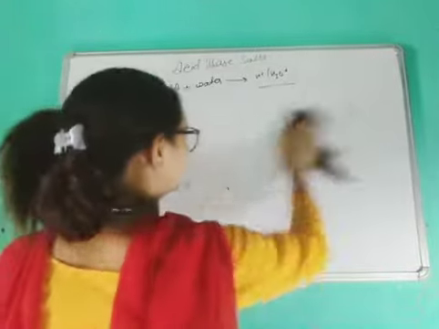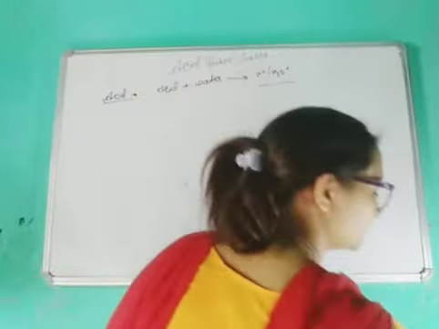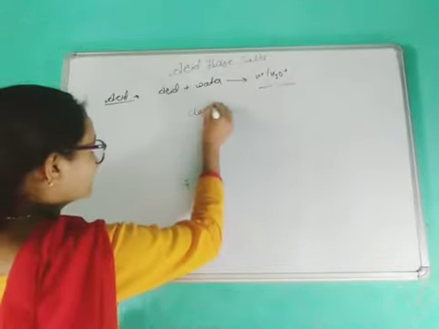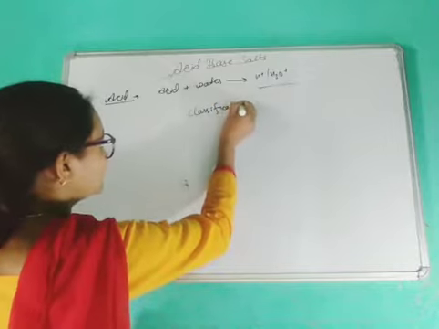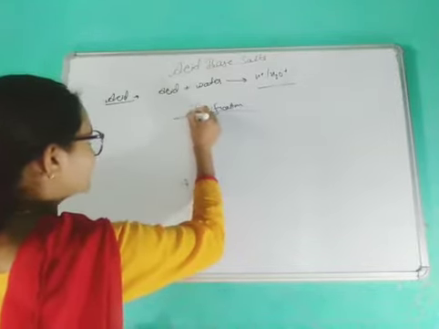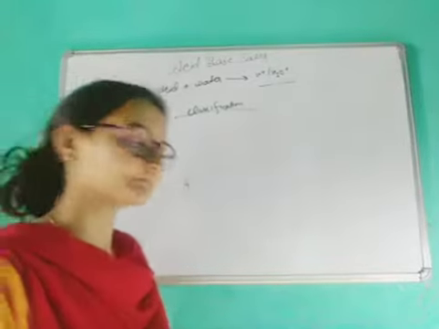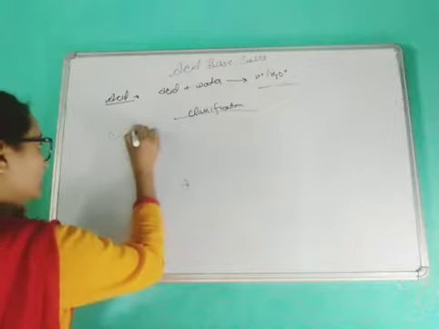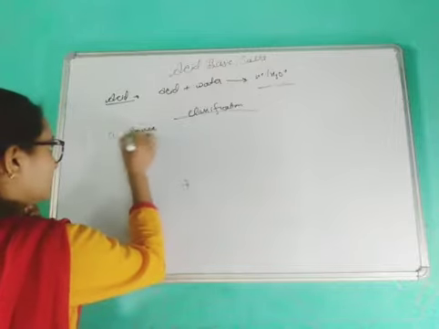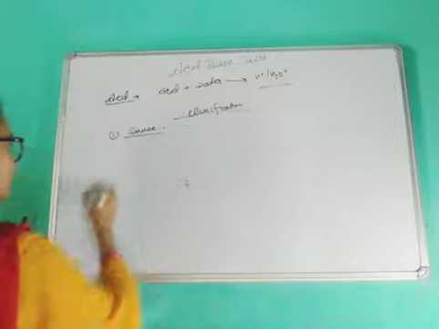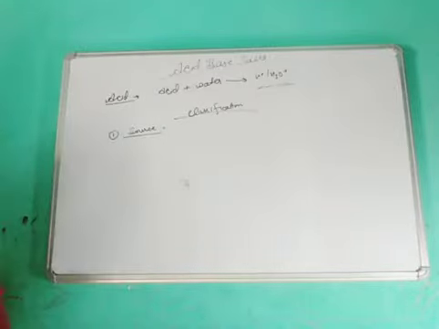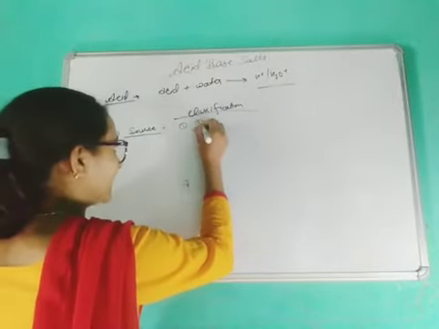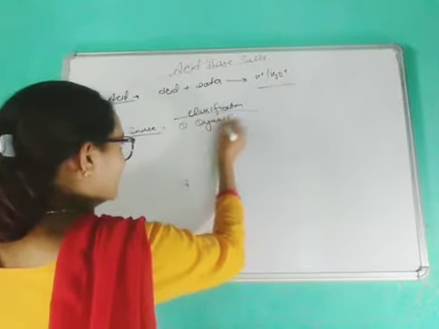Now see the classification of acids and bases. First is according to source. According to source there are two types. First one is organic and the other one is inorganic.